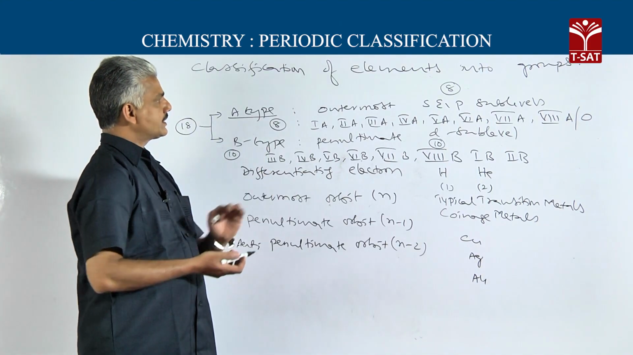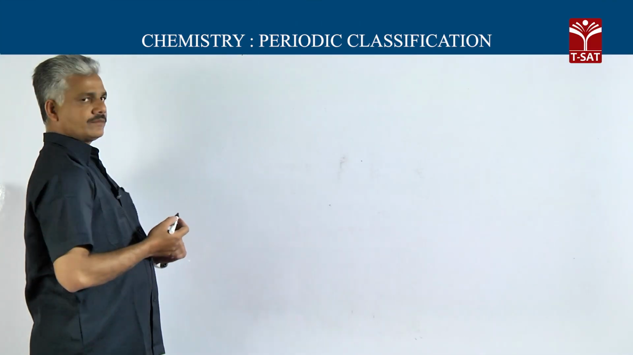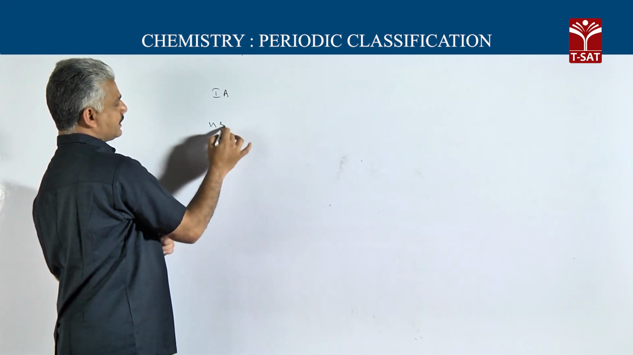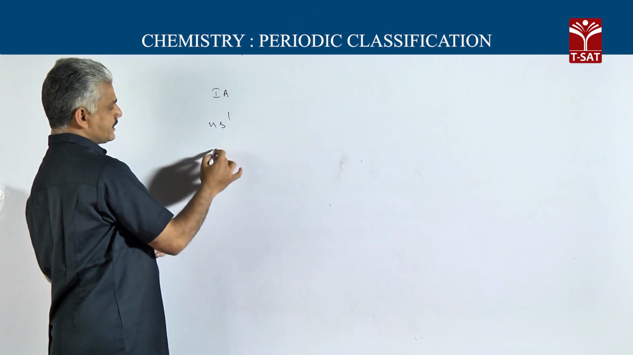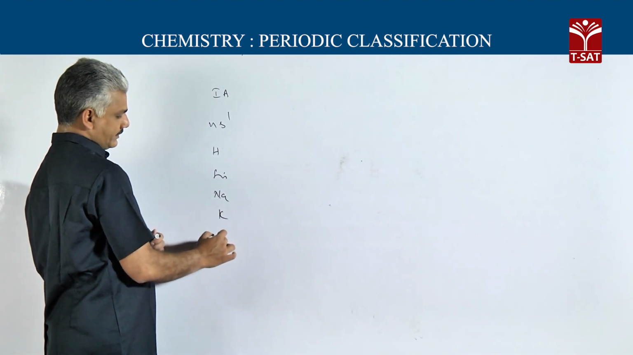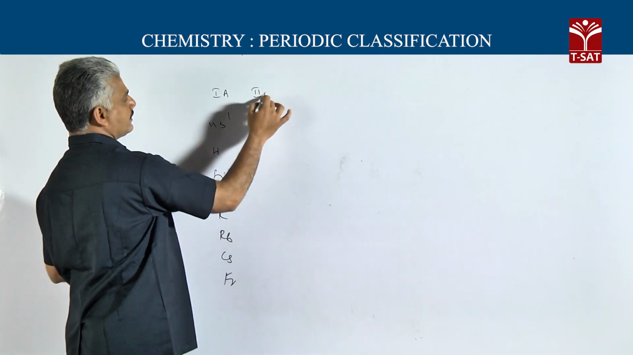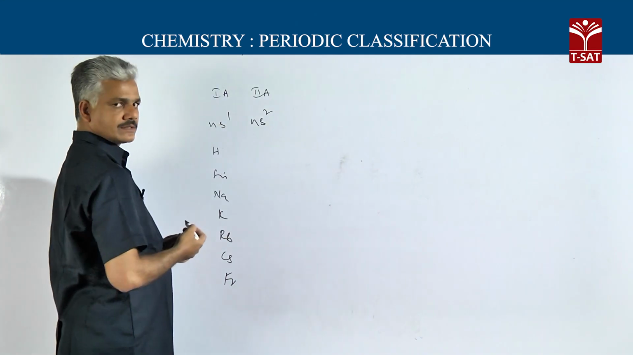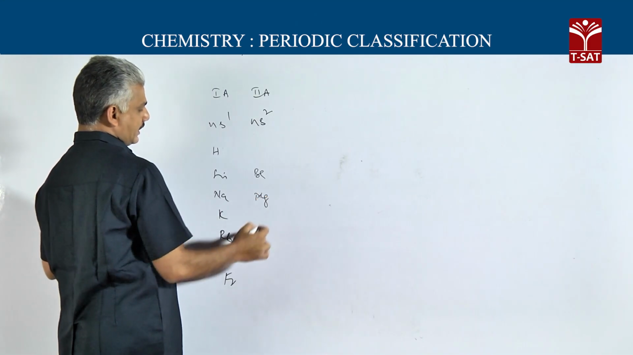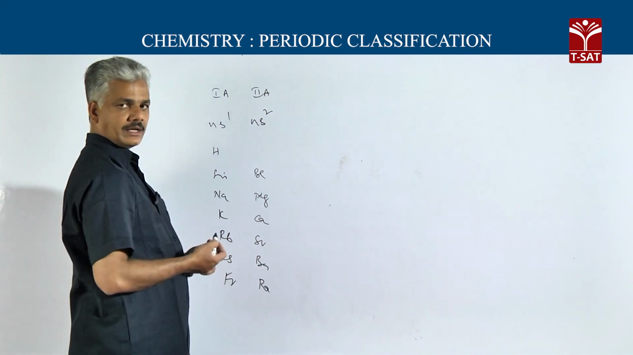A further detailed study of groups can be done in this manner. The A type of groups: 1A, general electronic configuration is ns1. Elements present in this group are hydrogen, lithium, sodium, potassium, rubidium, cesium and francium. 2A group elements, general electronic configuration is ns2. The group begins with beryllium, magnesium, calcium, strontium, barium and radium.